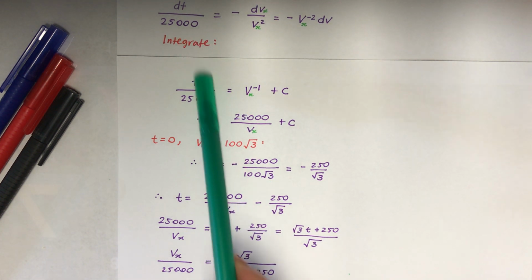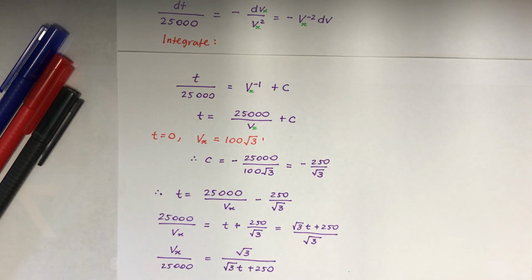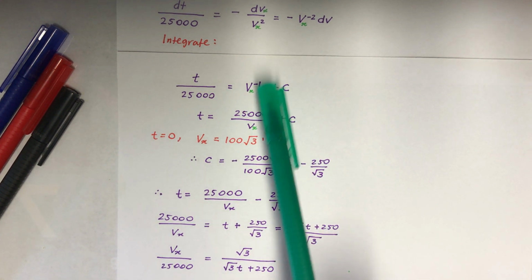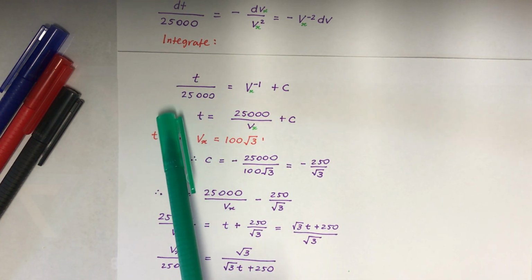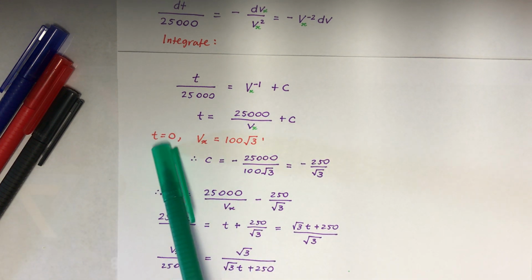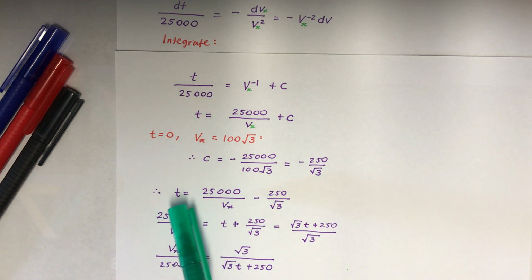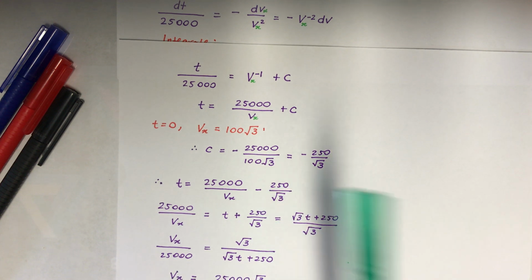And then I'll get that. That's just simple integration, isn't it? So I'll just go minus v to the power of negative 2, and then I integrate, I'll get that, and then add plus c. And then I'll just times by 25,000 on both sides, and I'll get this, and put in the initial condition, the initial velocity, and then I'll get the constant, and then put it back into the t formula right there with the constant in it.